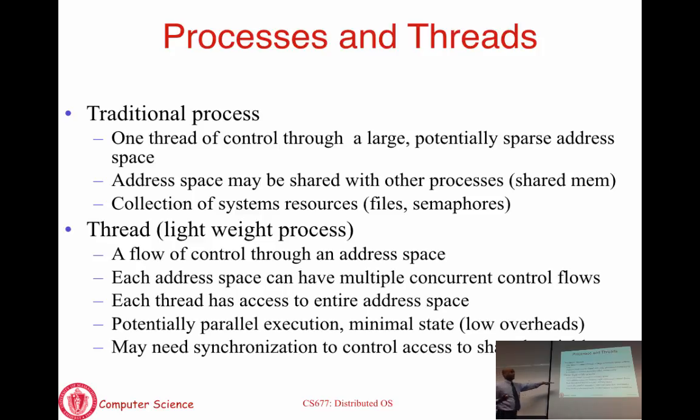Each address space can have multiple concurrent flows, and the thread has access to the entire address space, which means that for global variables, all the threads have access. They have their own stack, but they all share global data structures. So this certainly gives you higher concurrency. If you have more than one core, you will get true parallelism as well, because you can have one thread actually run on core 1 and another thread run on core 2. Now this process is being executed on 2 cores simultaneously. There's true parallelism. So you will get that as well.